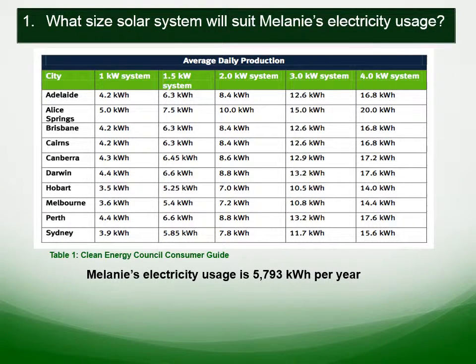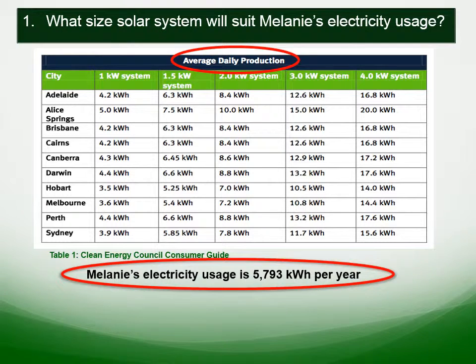Okay, number 1. What size solar system will best suit Melanie's current electricity usage? Here is a table obtained from the Clean Energy Council showing the average daily production for each capital city in Australia for various sized solar systems. The important information you need to note here is average daily production. Melanie has advised us of her annual electricity usage. Therefore, using this figure, we need to work out what her average daily usage is so that we can look at the table and see what size solar system would best suit Melanie's current electricity consumption.